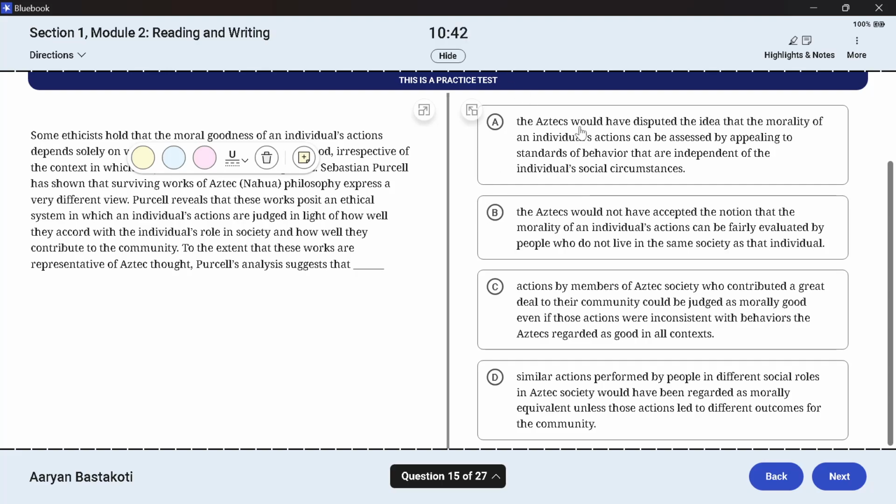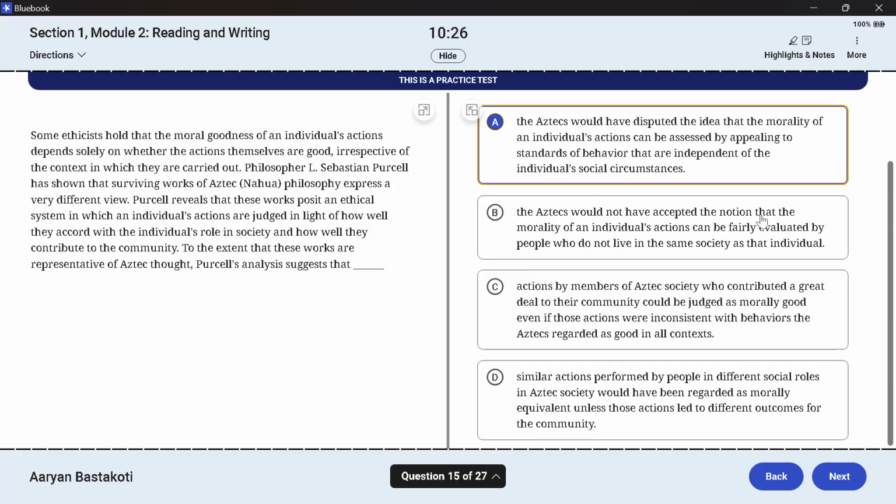The Aztecs would have disputed the idea that the morality of an individual's action can be assessed by appealing to standards of behavior that are independent of the individual's social circumstances. Would have disputed the idea. Yeah, they would have disputed the idea. This seems like the right answer.